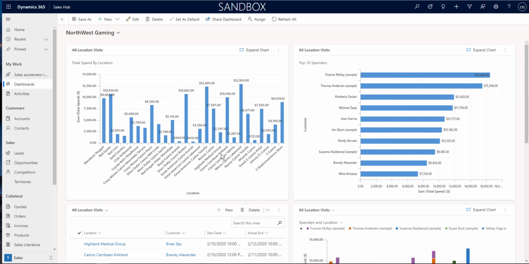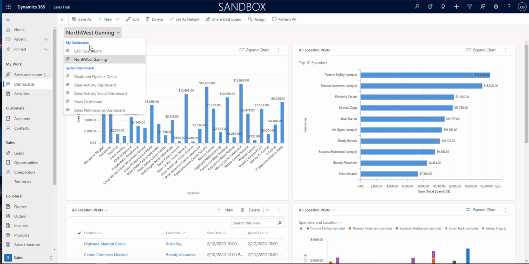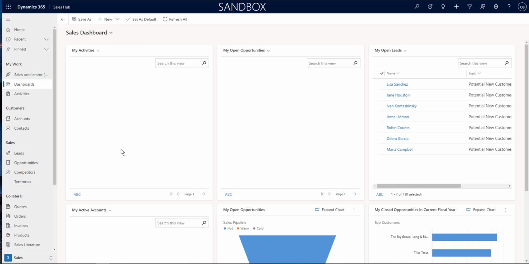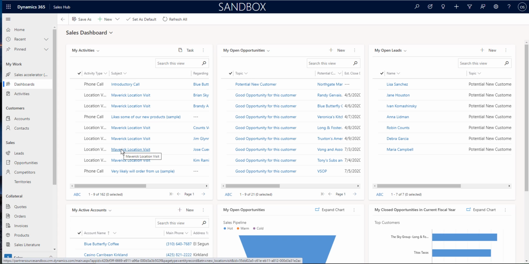And so there is a great deal of opportunity here to show information in the way that you want to see it at a personal level. This is a personal dashboard that I created, whereas these are my dashboards, as you can see, whereas we have system dashboards as well, which are usually delivered by default in the system.